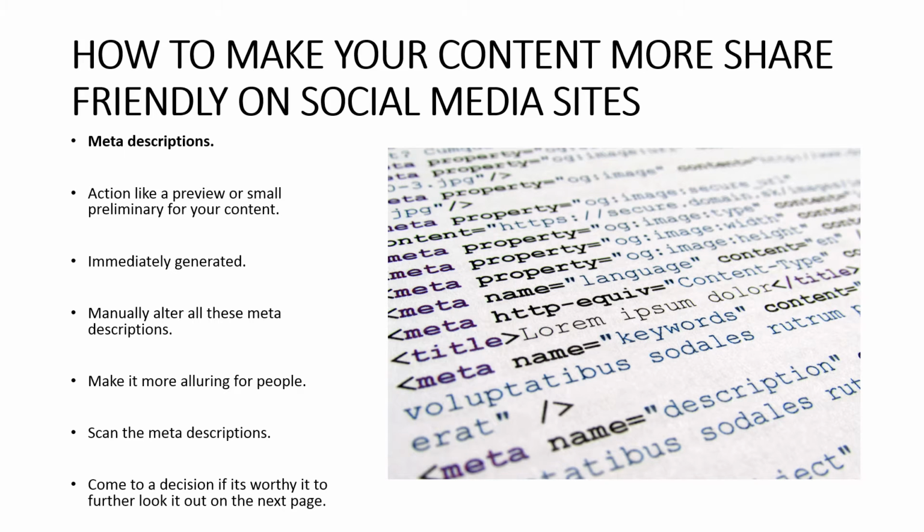Number 2, meta description. Meta description acts like a preview or a small preliminary of your content. Oftentimes, meta descriptions are automatically generated depending upon the platform they are attached to. Most of the time, your meta descriptions are automatically generated if you did not indicate any. So the most effective practice is if you can manually alter this meta description on your own. Then you will want to.